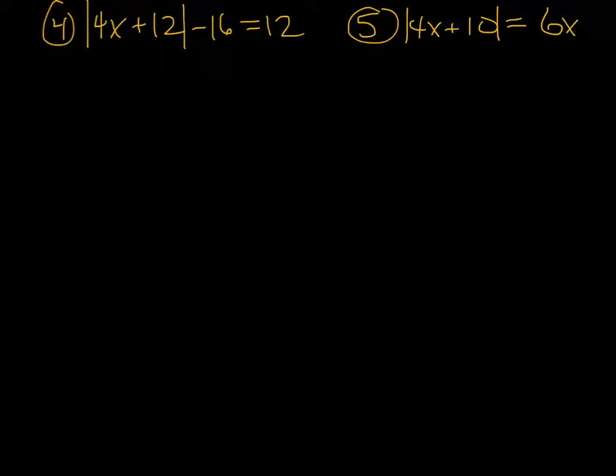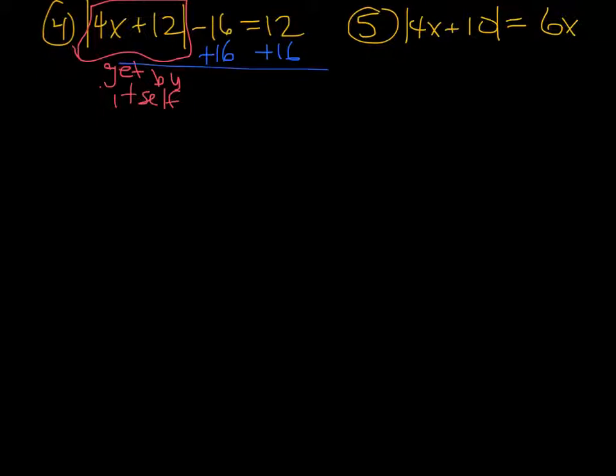These two are the slightly harder types. So what I'm going to do for the first one is I need to start by getting the absolute value bars by themselves. And I do that by adding 16 to both sides. On the left side, when I add 16, the 16 cancels out. So now I'm going to have the absolute value of 4x plus 12 equals 28.